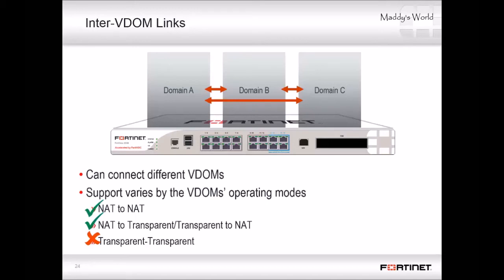Note that, like with inter-VLAN routing, Layer 3 must be involved. You cannot create an inter-VDOM link between Layer 2 transparent mode VDOMs. At least one of the VDOMs must be operating in NAT mode. This means its network interfaces will have an IP address. Destination addresses and gateway IPs are required by routing with the IP protocol. It also prevents potential Layer 2 loops.